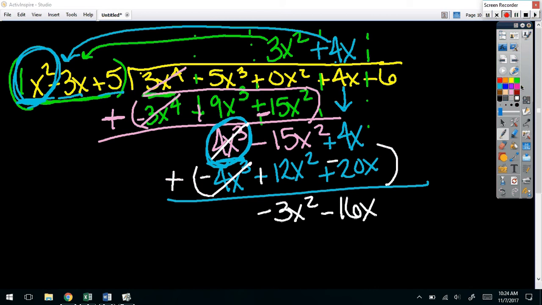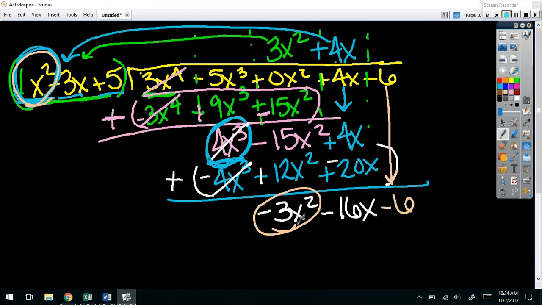Bring down the next term. It's negative 3. So this is minus 6. So now same thing. What do I multiply x squared by to get negative 3x squared?